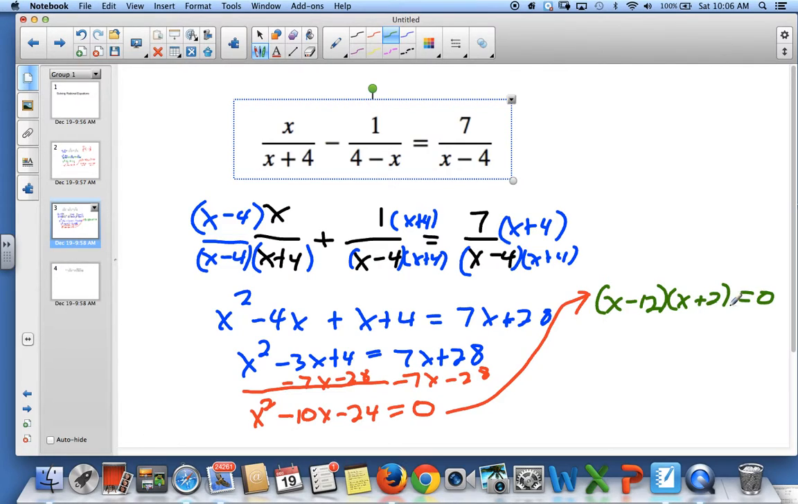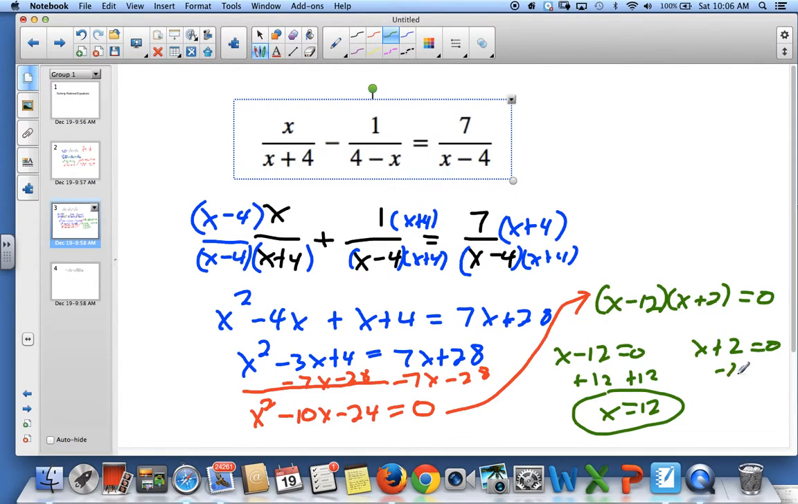So now I have two things multiplied to equal 0. x minus 12 equals 0. x plus 2 equals 0. So add 12 to both sides, and I have x equals 12. Subtract 2 from both sides, and I have x equals negative 2. So those are my two solutions. Make sure neither of them makes the denominator 0, and neither of them does. So it looks like this, 12 and negative 2, two solutions.